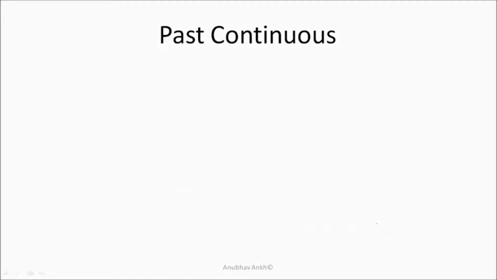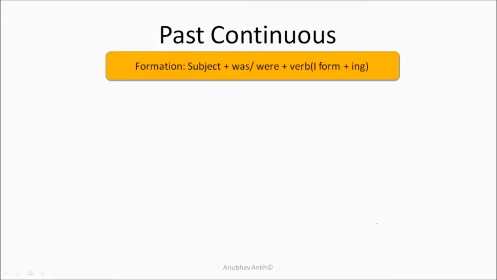Now self-explanatory. Past, we are talking about past. Continuous, there is continuity in the action, there is progress in the action. How are the sentences formed? Subject plus was/were plus verb ing form of the verb. Clear?